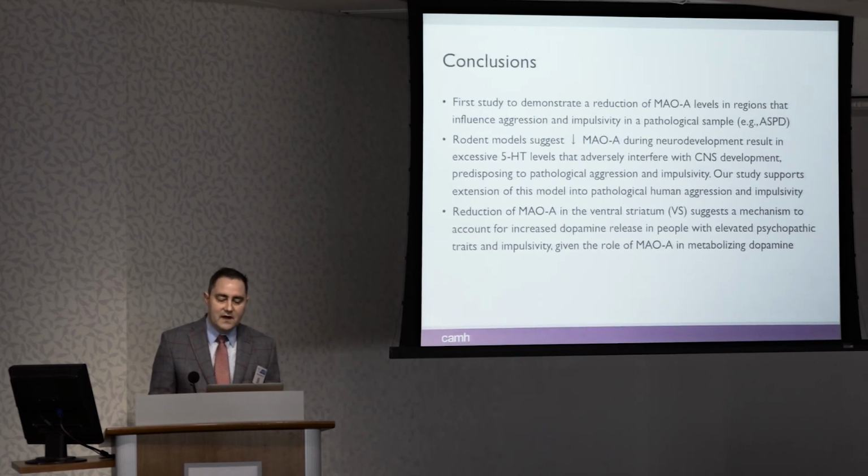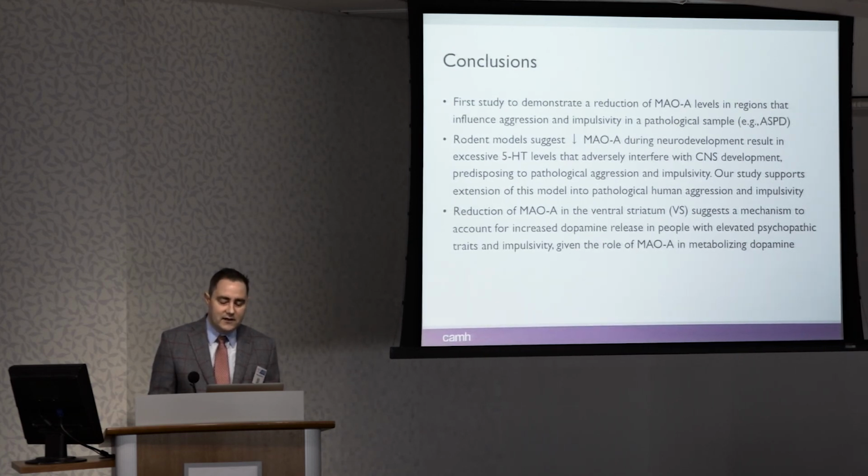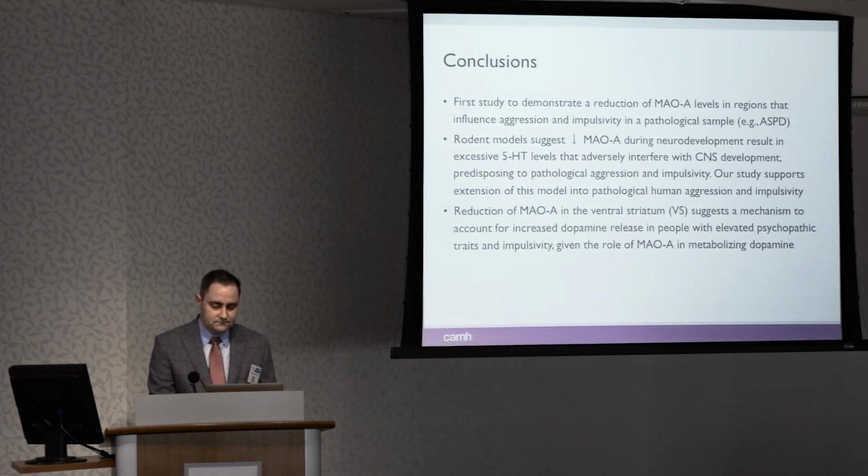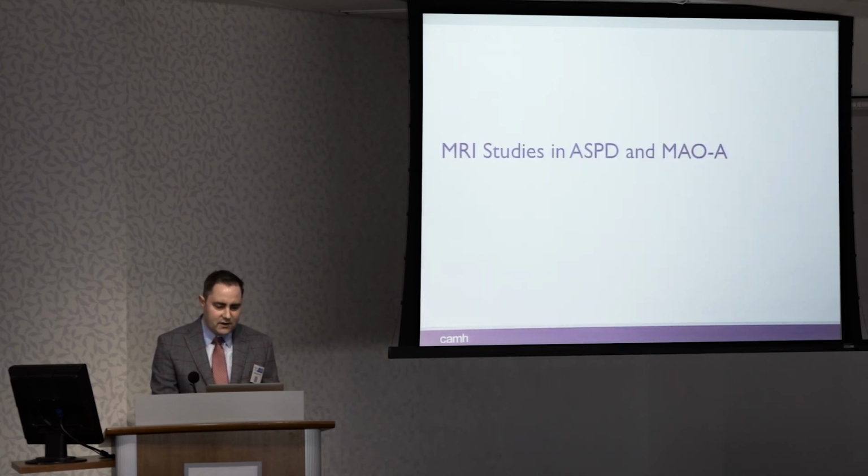And then the reduction of MAOA in the ventral striatum suggests a mechanism to account for increased dopamine release in people with elevated psychopathic traits and impulsivity, given the role of MAOA in metabolizing dopamine. So now we'll move on to the MRI studies.